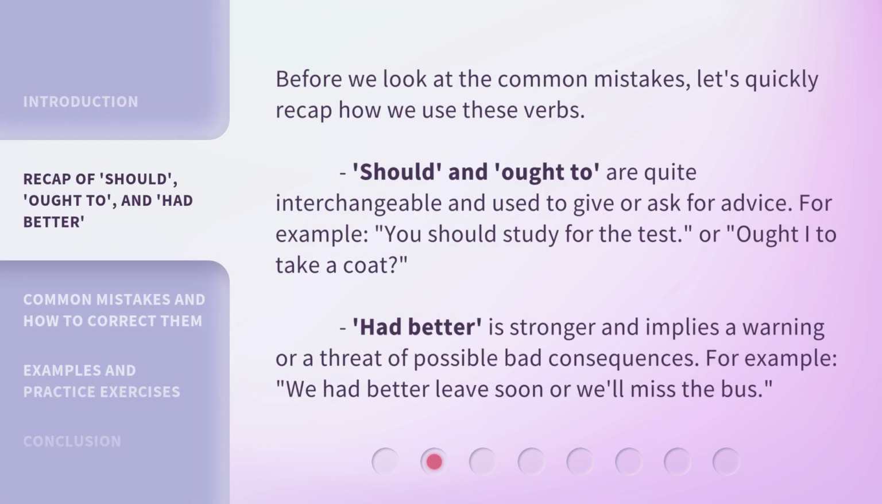Before we look at the common mistakes, let's quickly recap how we use these verbs. Should and ought to are quite interchangeable and used to give or ask for advice. For example, you should study for the test. Or, ought I to take a coat? Had better is stronger and implies a warning or a threat of possible bad consequences. For example, we had better leave soon or we'll miss the bus.